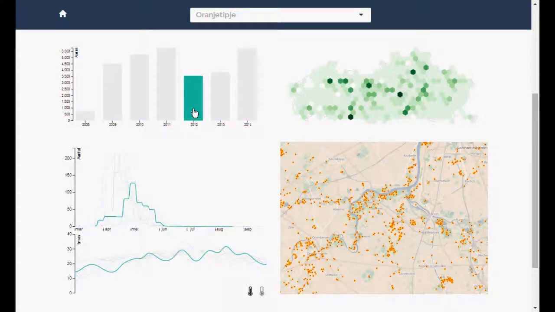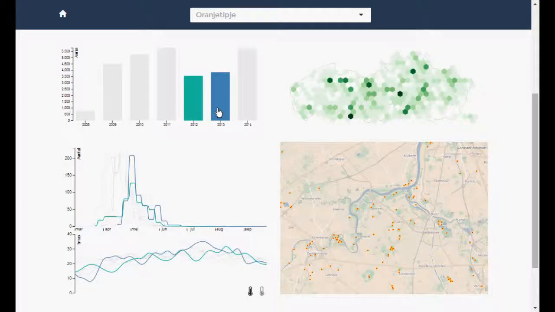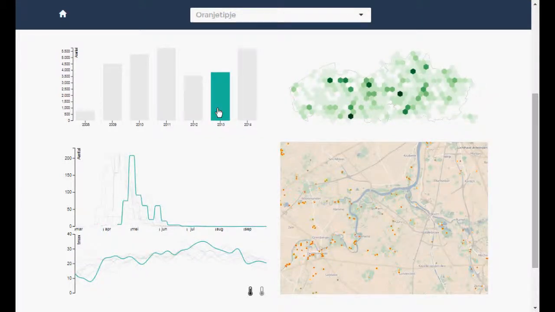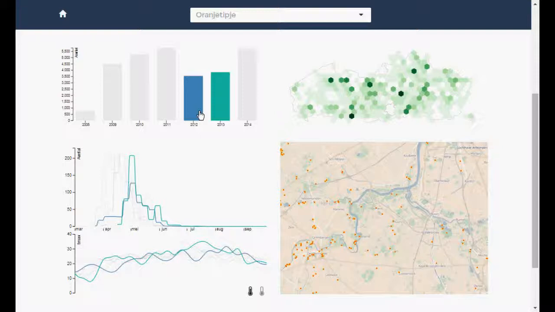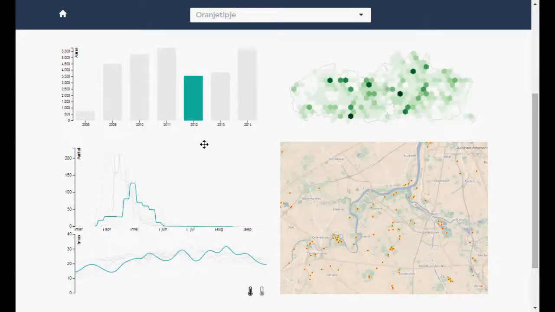We use a bar graph to visualize the evolution of the number of observations throughout the year. Two interesting years are 2012 and 2013. As you can see, there were significantly less butterflies observed during these years than previous and later years. By looking at the other graphs, we can explain this variation.